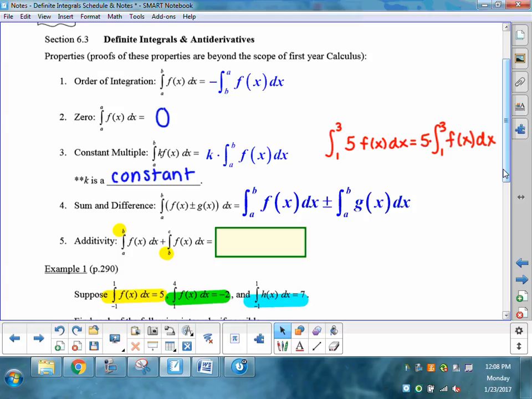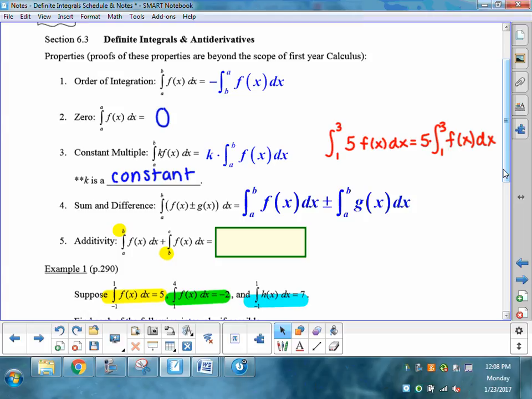Take a look at this here. If I take the area from a to b of f of x plus the integral from b to c of f of x, what can we do to that? Who can tell me what they think that's going to be?